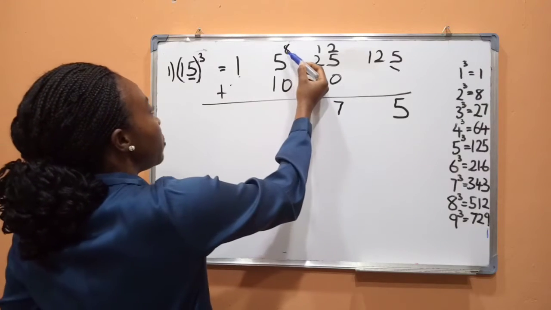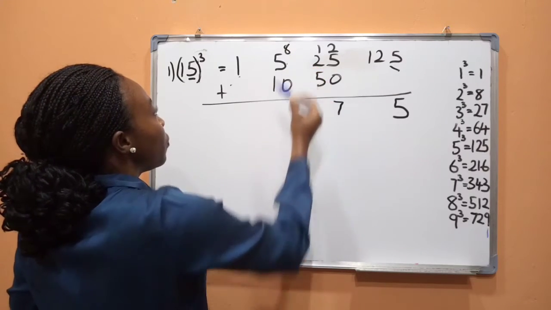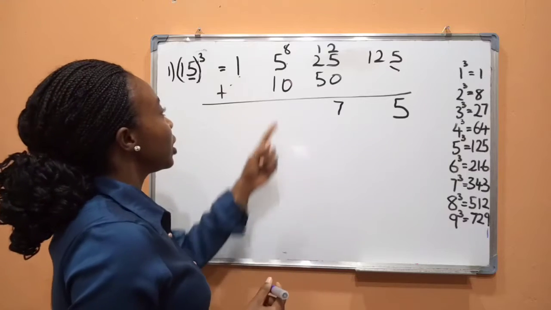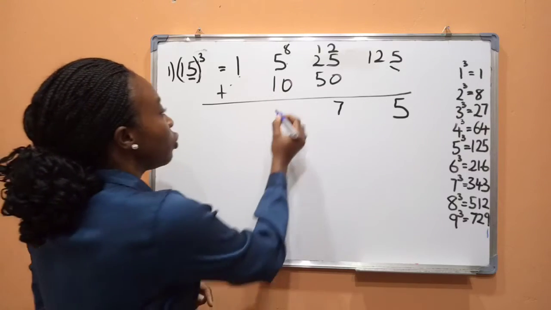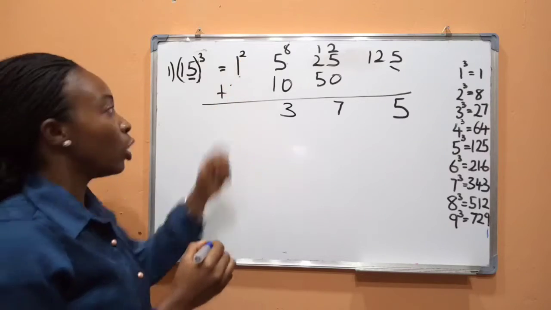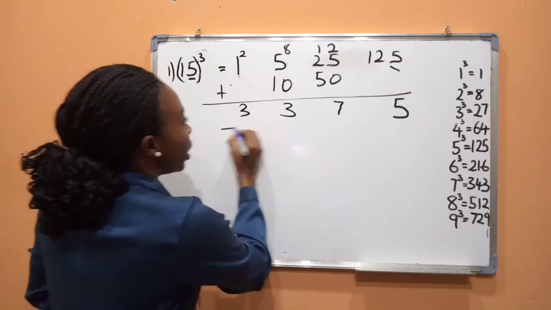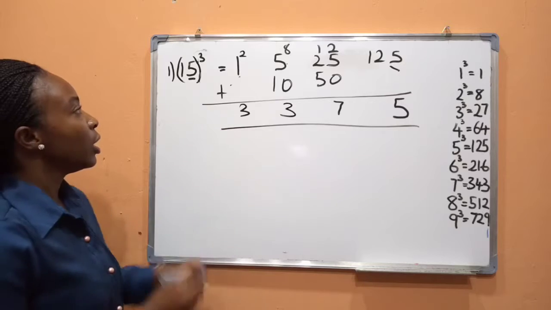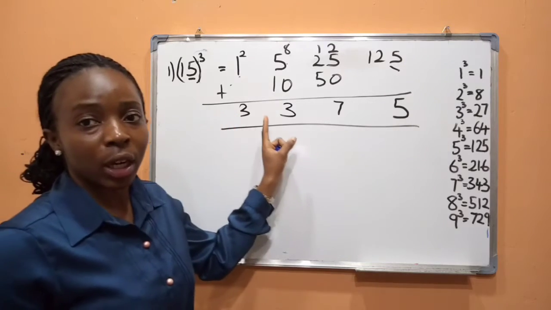So when you get to this place, you're going to have 8 plus 5 gives us 13. 13 plus 10 gives us 23. You write 3 and carry 2. So 2 plus 1 gives us 3. So that's it. This is how we go about it. So we've been able to find our answer.